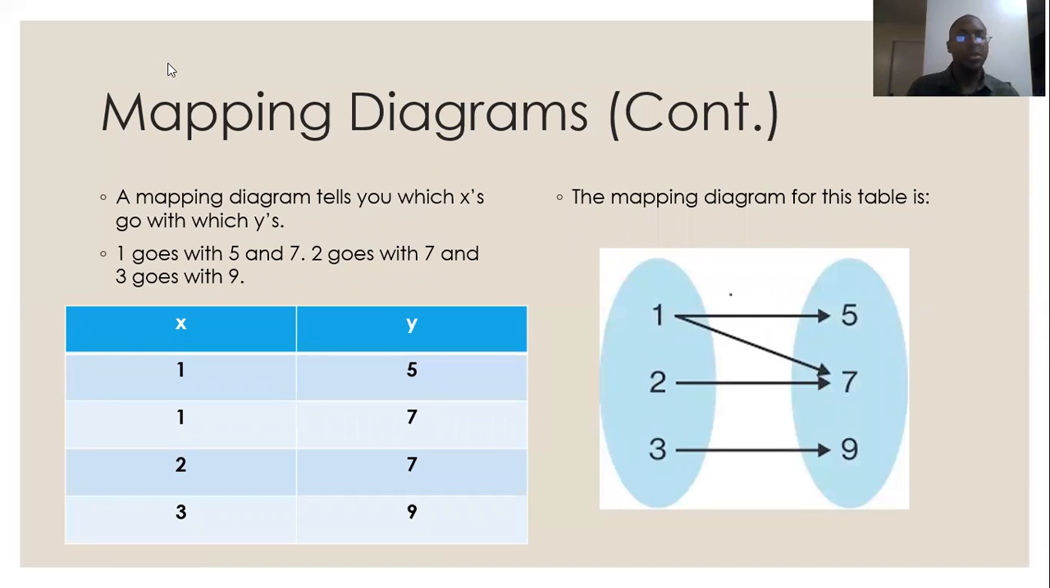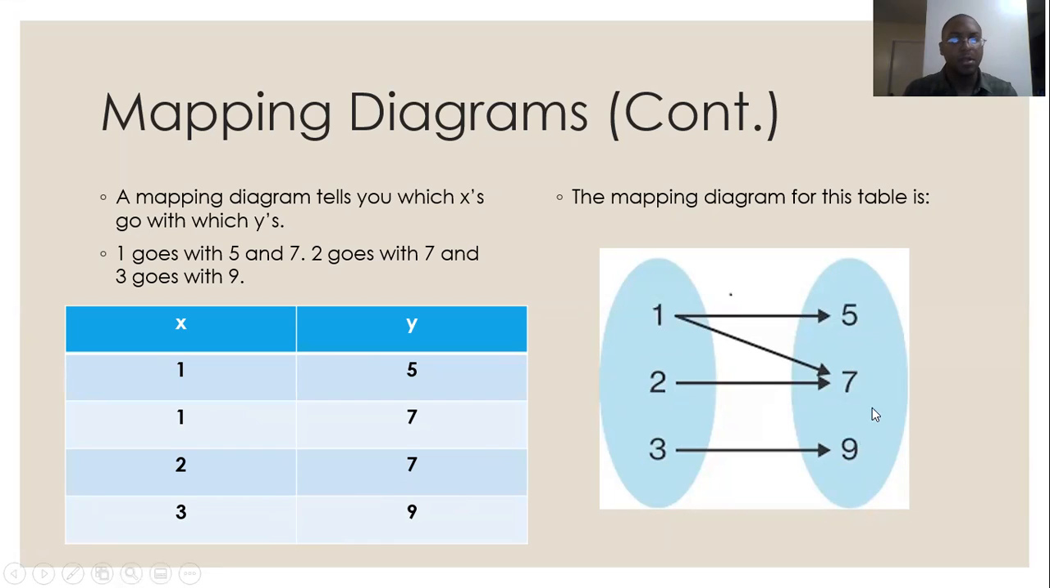All right. So we can do the same thing. Let's look at this table here. I got 1, 5, 1, 7, 2, 7, and 3, 9. So 1 goes with 5, but 1 also goes with 7. So that line goes from 1 to 5 and 1 to 7. 2 goes with 7, and 3 goes with 9.